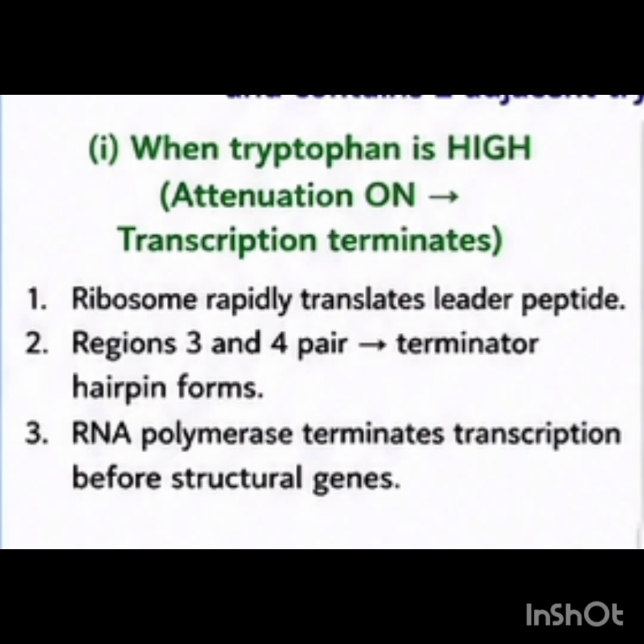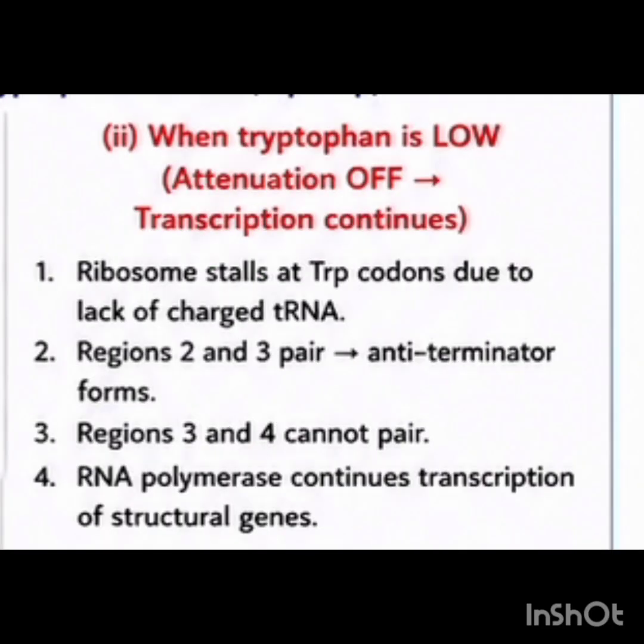In contrast, when tryptophan levels are low, charged tryptophanyl tRNA molecules are scarce. As the ribosome encounters the two tryptophan codons in the leader peptide, it stalls because insufficient tryptophan-loaded tRNA is available. This stalling changes the folding pattern of the mRNA. Instead of regions 3 and 4 pairing, regions 2 and 3 pair together to form an anti-terminator structure.